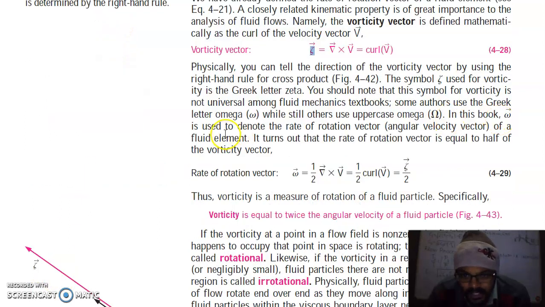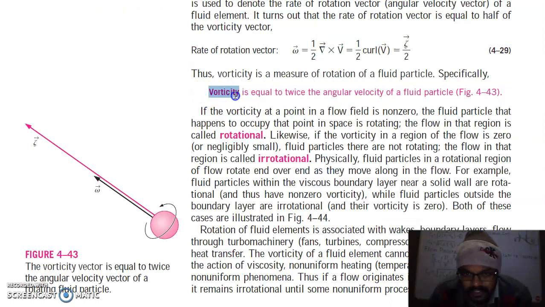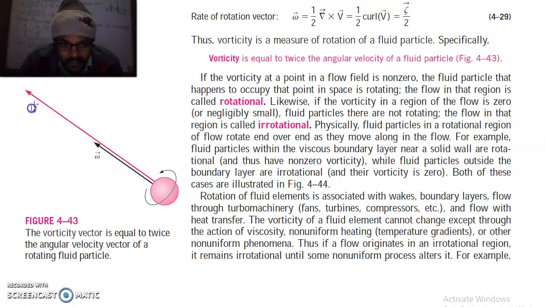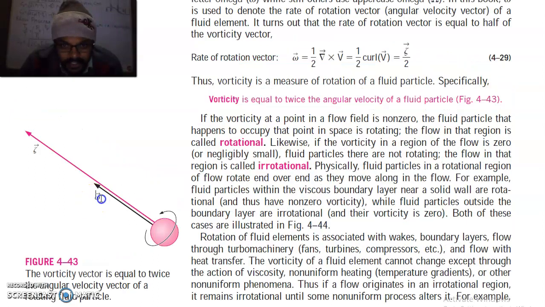In this book, omega is used to denote the rate of rotation vector of a fluid element. It turns out the rate of rotation vector is equal to half of the vorticity vector. So if you take half of this value, you will get the rate of rotation vector. Equivalently, vorticity is twice the angular velocity of a fluid particle. This is vorticity, this is the rate of rotation vector, and you can see the magnitude of the rate of rotation is half of the vorticity vector.